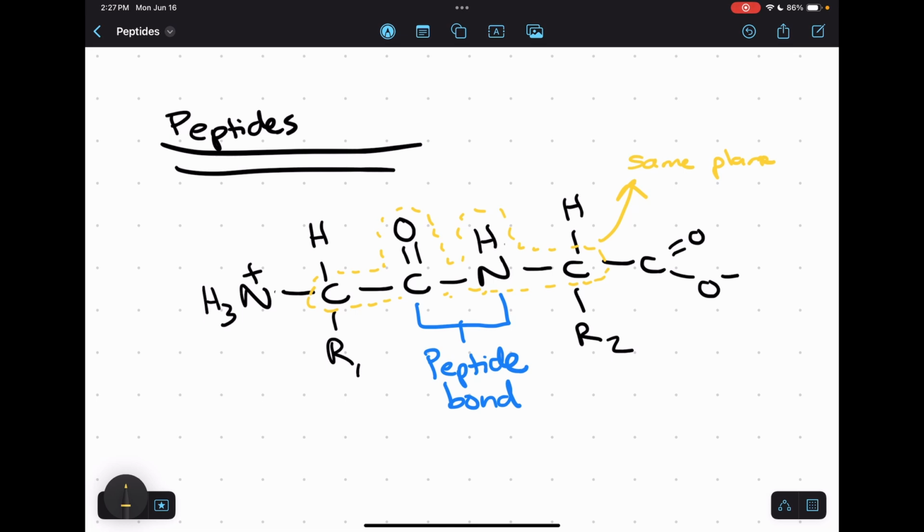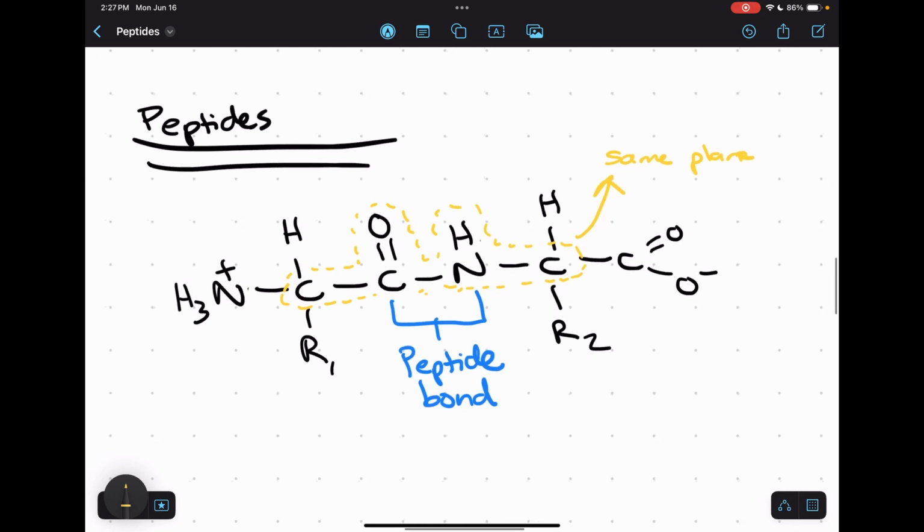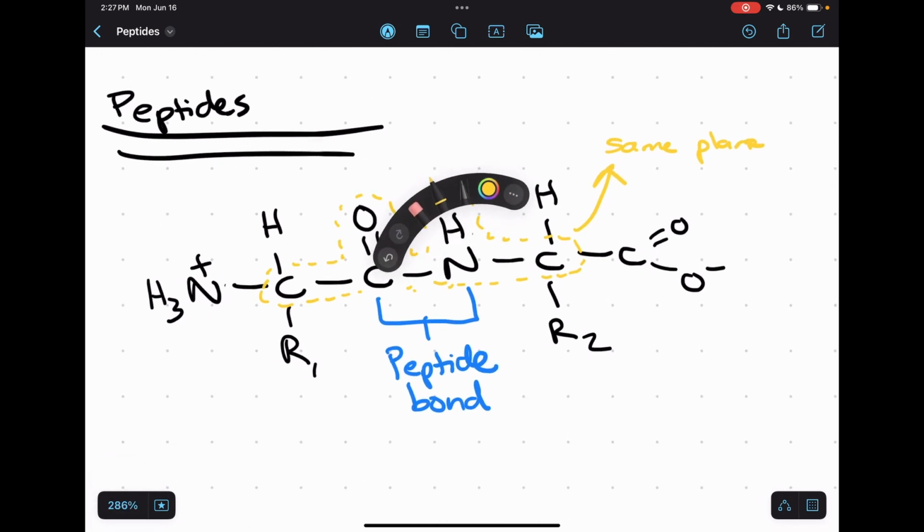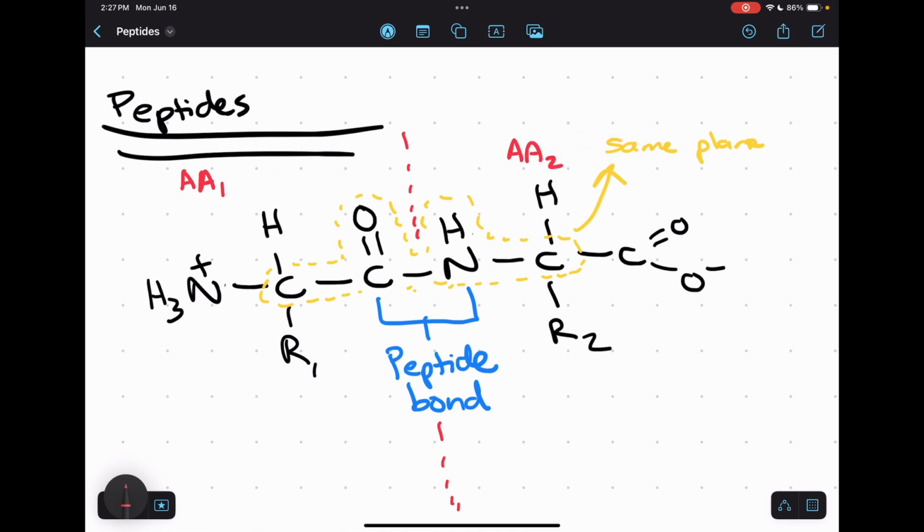Peptides are short chains of amino acids where the carboxyl group of one amino acid is joined to the amino group of the next amino acid. So we can break that down here with this example where we have two separate amino acids. We can draw a line right here. This red line down the middle is going to differentiate between amino acid 1, AA1, and AA2.